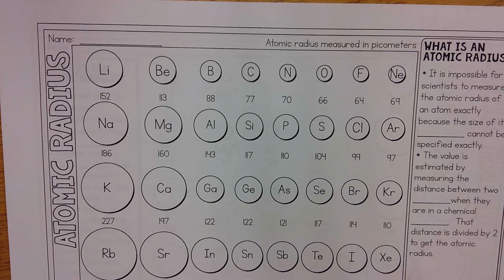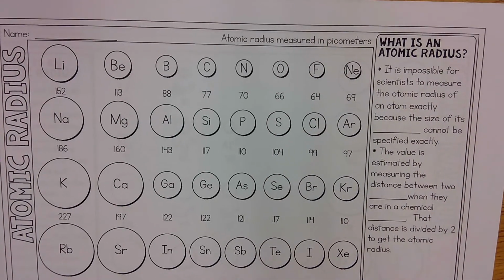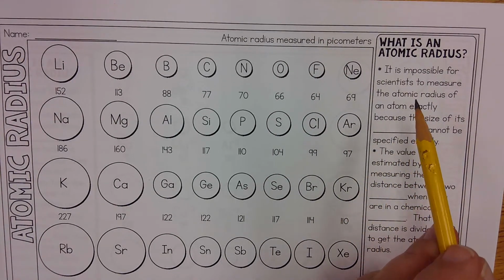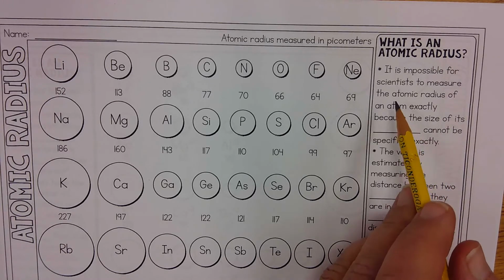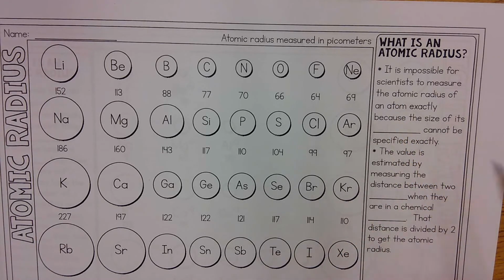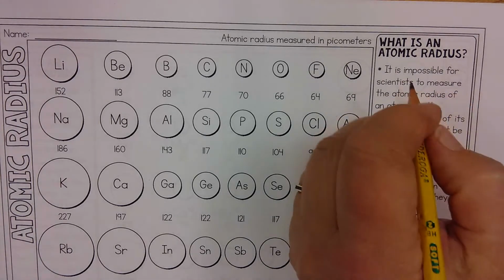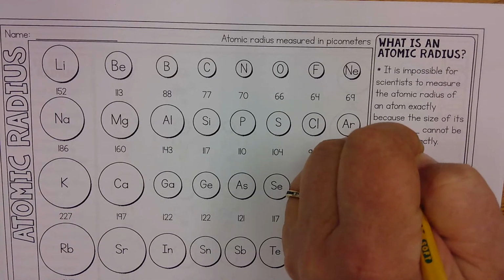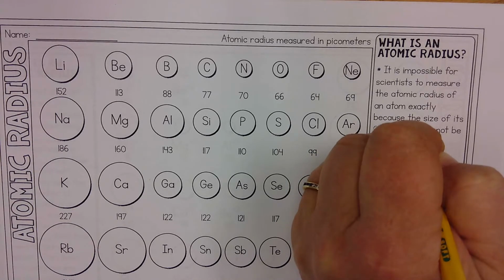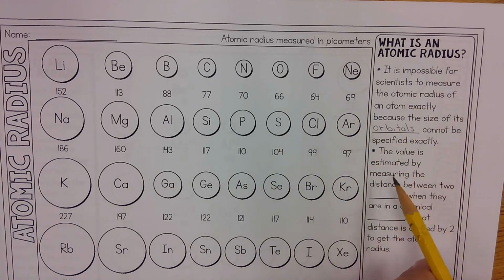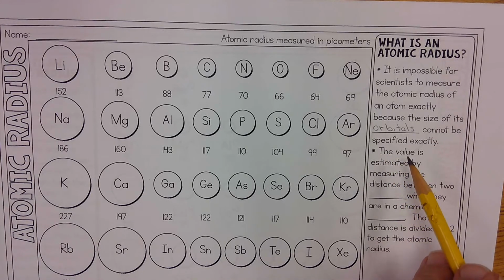Another periodic trend that we see in the periodic table is atomic radius. Atomic radius is not something that can be measured exactly because atoms are so incredibly small. The size of their orbitals, which is the electrons going around the nucleus, can't be measured exactly. So because of that, the atomic radius is not known exactly.